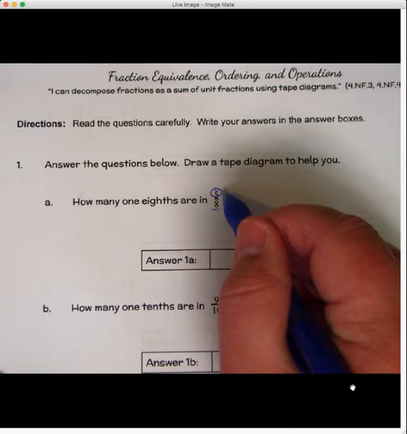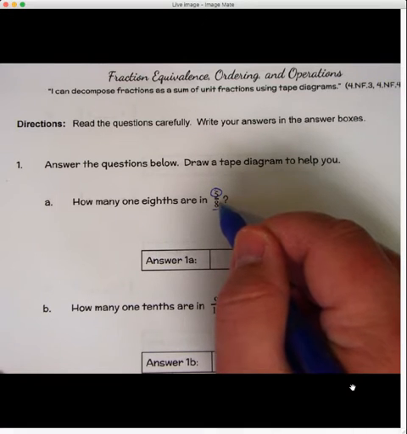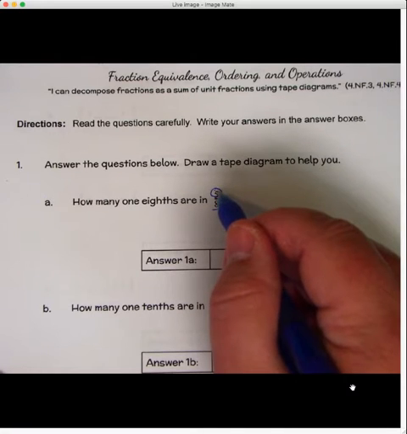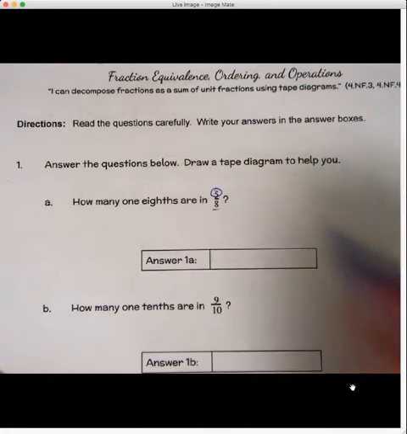Denominator, D for down. Numerator is on top, denominator is on the bottom. Numerator never under, the denominator is always down.